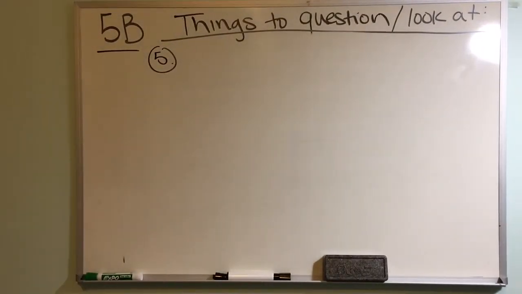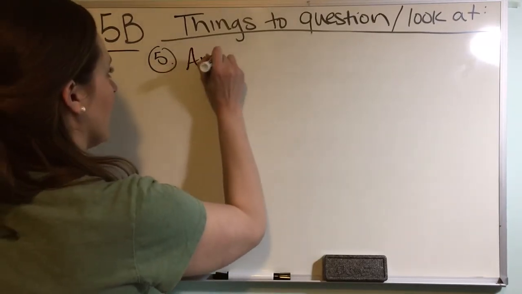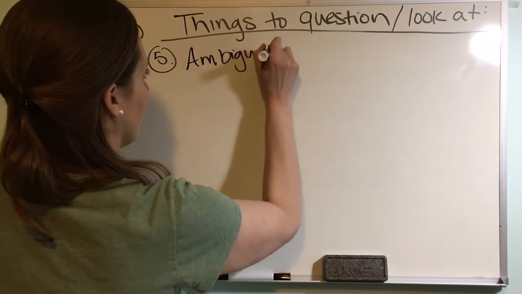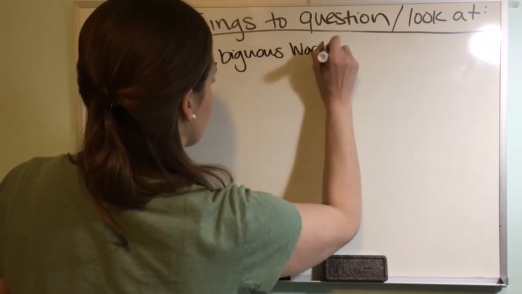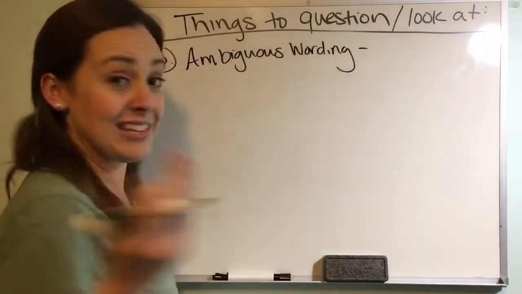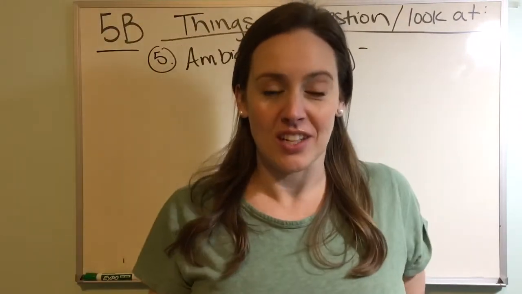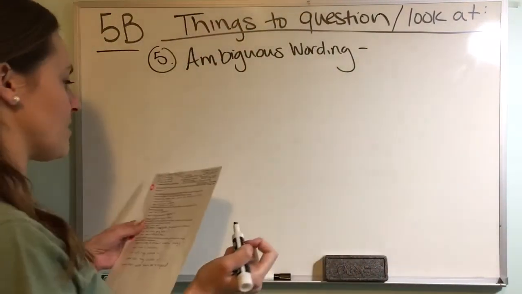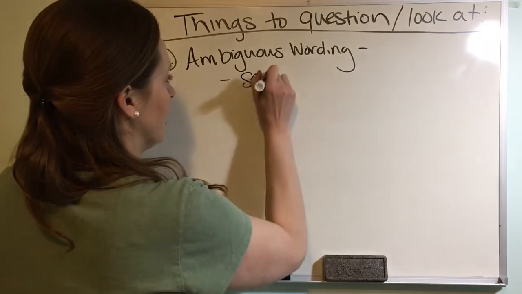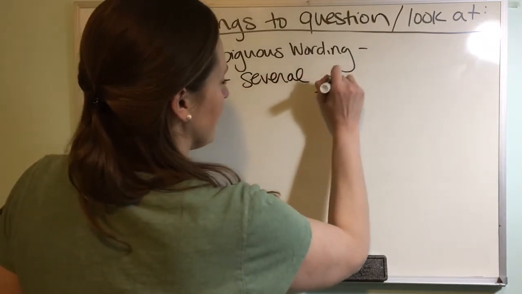Number 5, this is a good one too. Ambiguous wording. What does that mean? Exactly, what does that mean? Most is an example of ambiguous wording. Several. Well, how many is several?